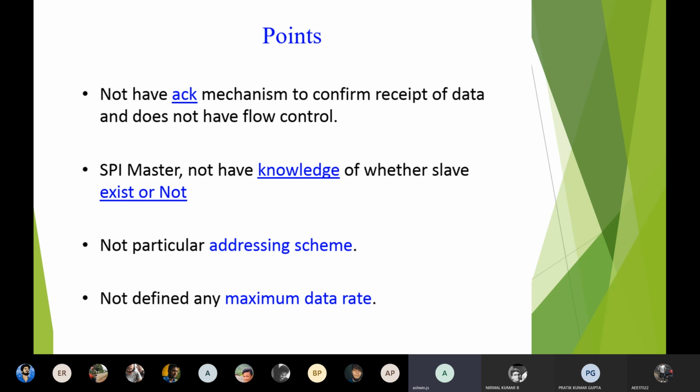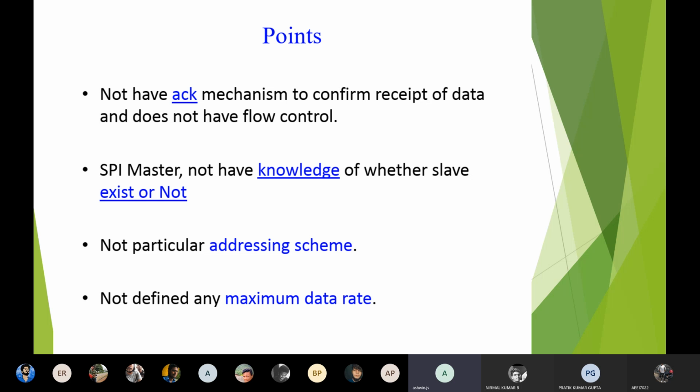So the slave can send the data. In some cases, acknowledgement cannot happen in this serial peripheral interface, that is, whether the receiver has received the data. Sometimes the acknowledgement cannot be done, and flow control is also not available.